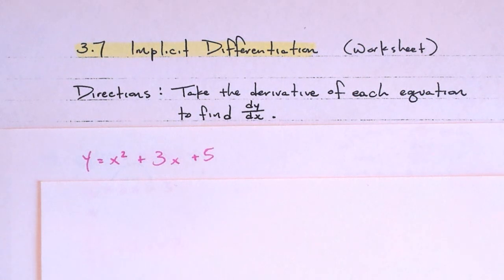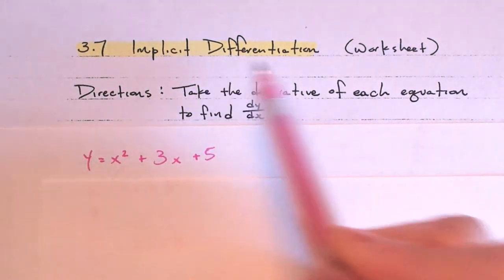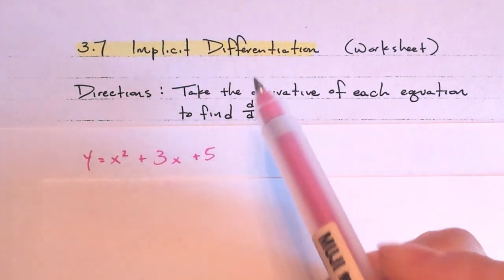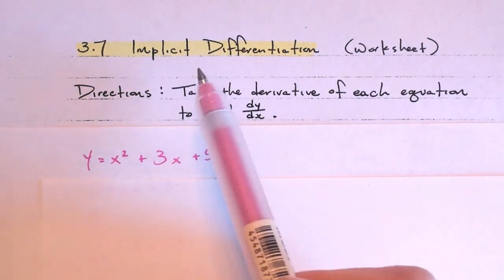Okay, so we're going to take implicit differentiation of all of these equations. So 3.7, what is differentiation? Differentiation is just taking the derivative. That's all we're doing, guys. We're taking derivatives. So let me remind you about regular derivatives instead of this implicit, okay?